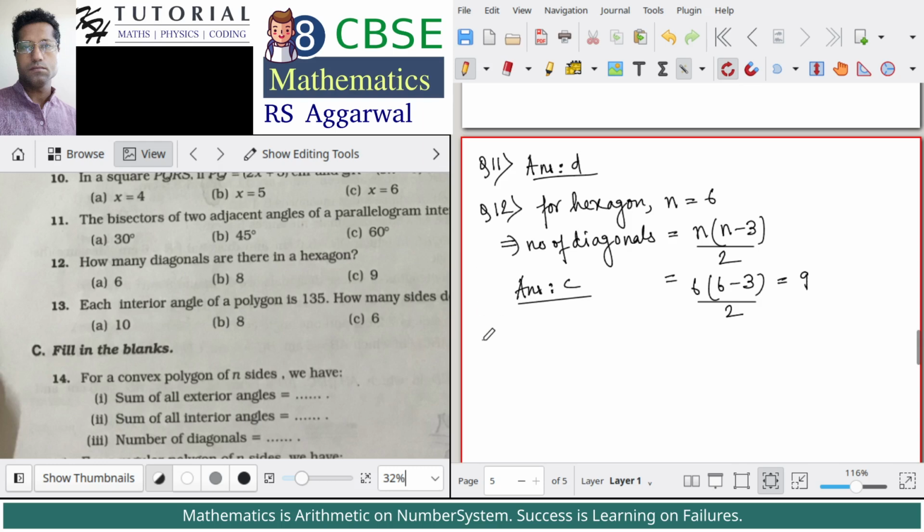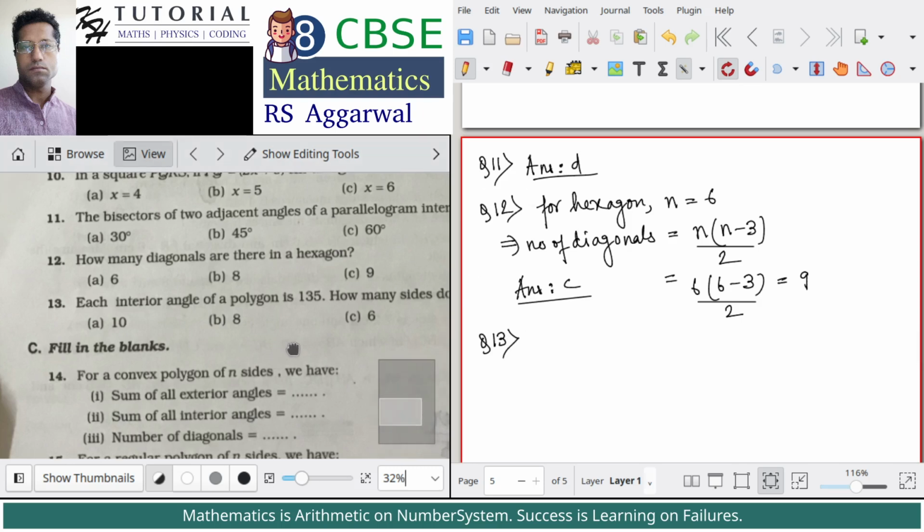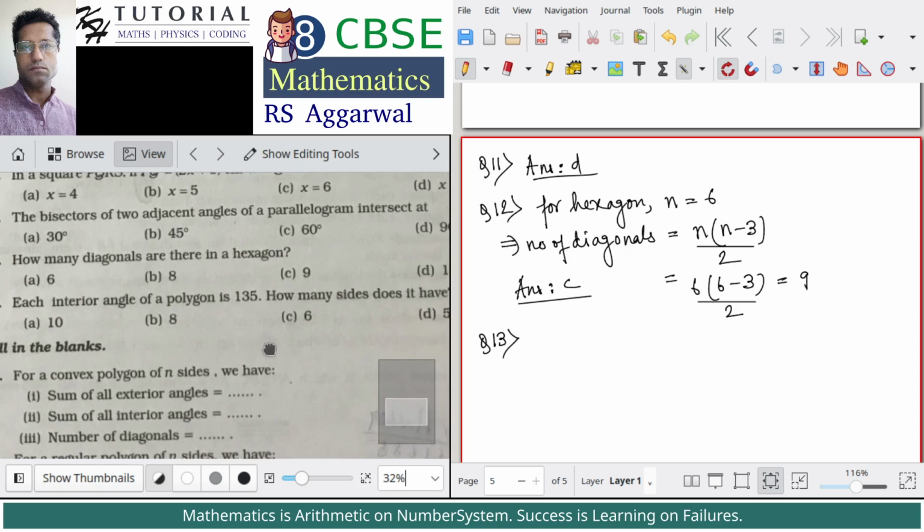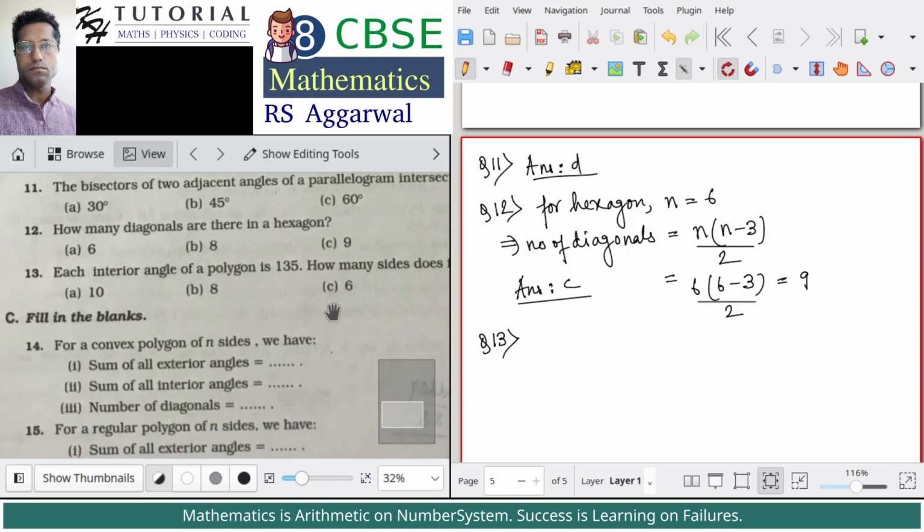Question number 13. Each interior angle of a polygon is 135 degrees. This means that it is a regular polygon, since all the interior angles are equal. So it must be a regular polygon. So how many sides does it have?